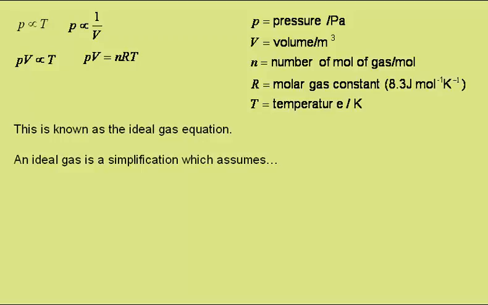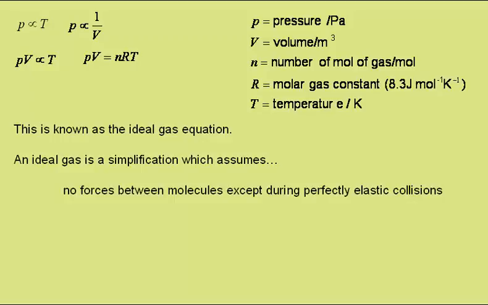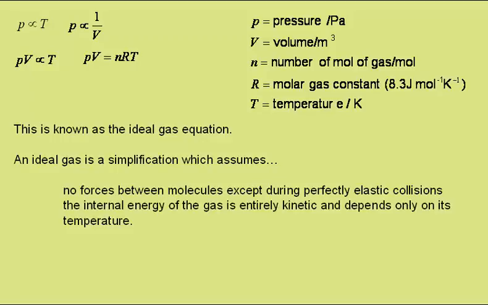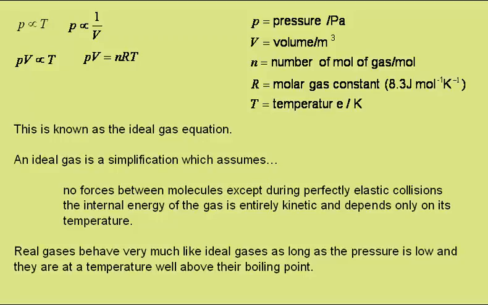An ideal gas is a simplification which assumes there are no forces between the molecules except during perfectly elastic collisions. The internal energy of the gas is entirely kinetic and depends only on its temperature. Real gases behave very much like ideal gases as long as the pressure is low and they're at a temperature well above their boiling point.